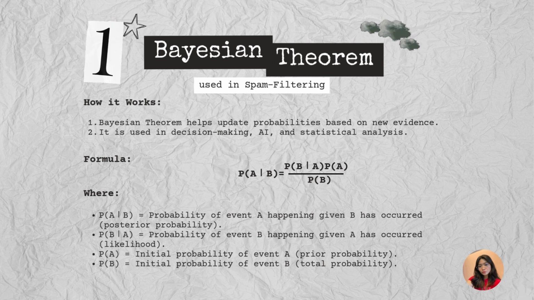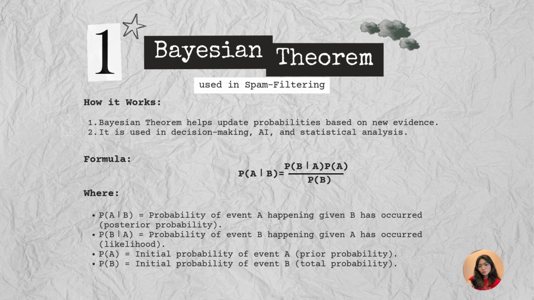So P of A given B means the probability of event A happening given B has occurred, also called posterior probability. For example, how likely the probability that an email is spam given that it contains the word free. And P of B given A means probability of event B happening given A has occurred. For example, how often spam emails contain the word free.